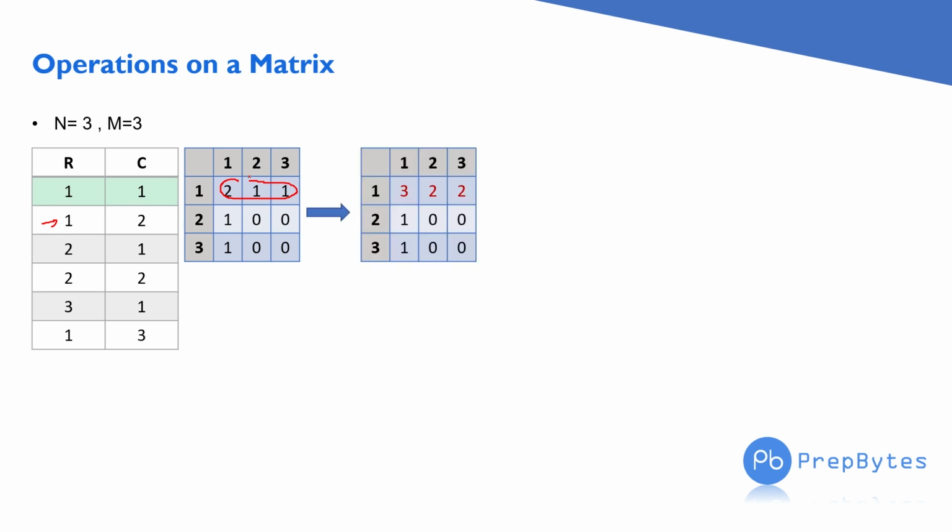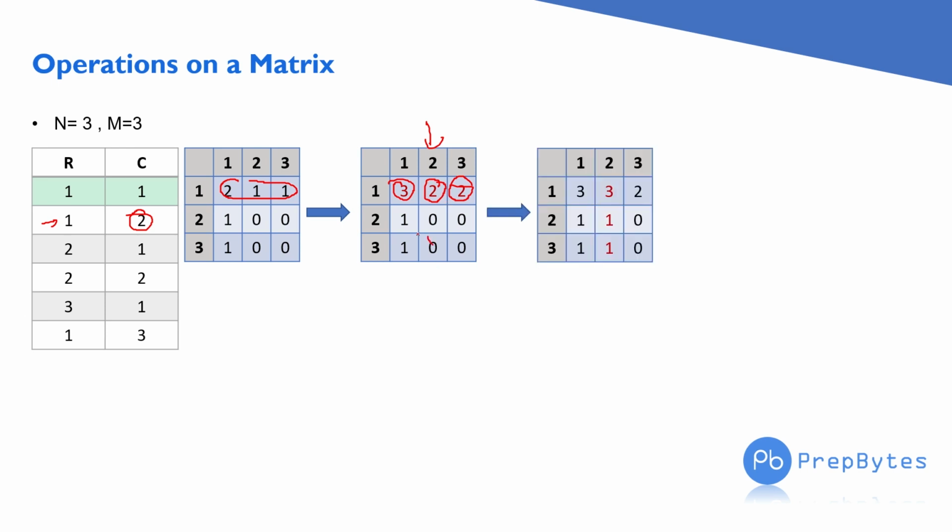Here we are incrementing all values by 1. 2 plus 1 is 3, 1 plus 1 is 2, 1 plus 1 is 2. So all values in this row are incremented by 1. Then it is saying to select column number 2 and increment all these values by 1. As you can see, 2 plus 1 becomes 3, 0 plus 1 becomes 1, and 0 plus 1 becomes 1. So this is the resultant matrix after the second query.